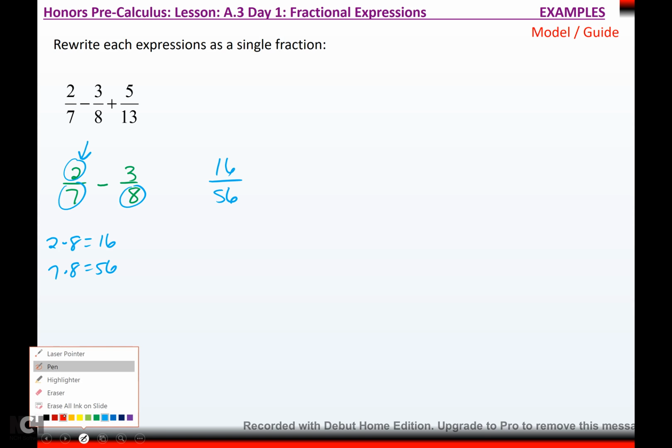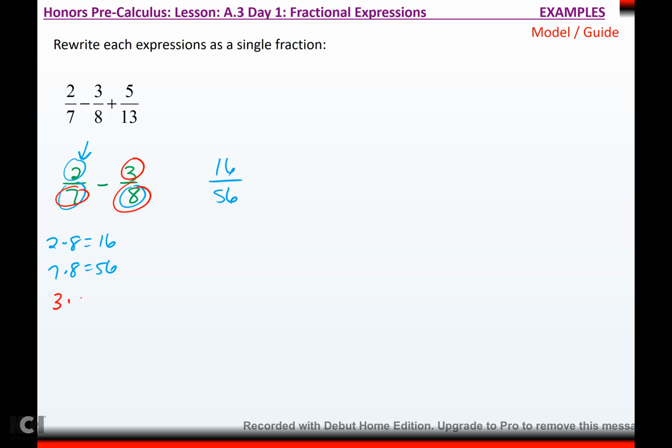Then I'm going to take the 3 and the 8 and multiply it by 7. So 3 times 7 is 21. 8 times 7 is 56. So this fraction becomes 21 over 56. So now if I keep that denominator and do 16 minus 21 on top, you get negative 5 over 56, and I can't reduce it.